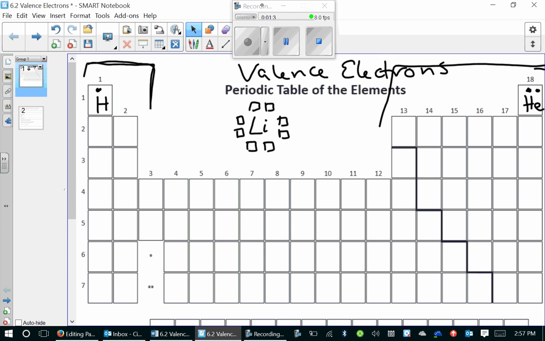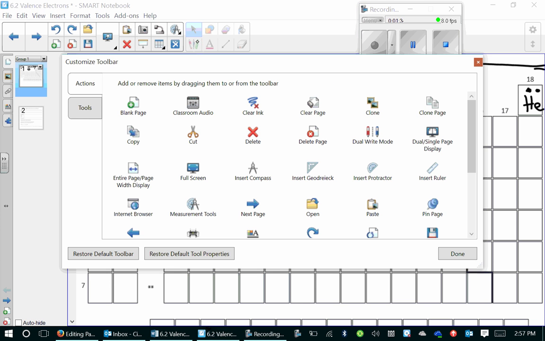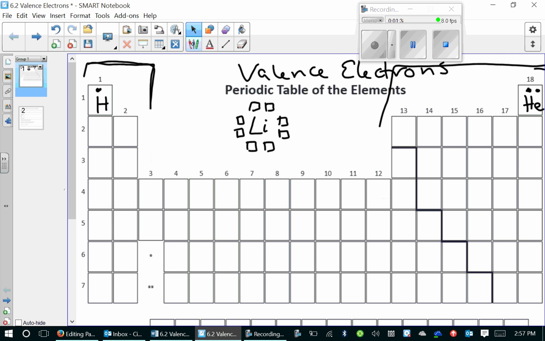Oh, that's not what I wanted to do. I wanted to switch colors, but I don't know that it's going to let me. Just like in my class, nothing works.